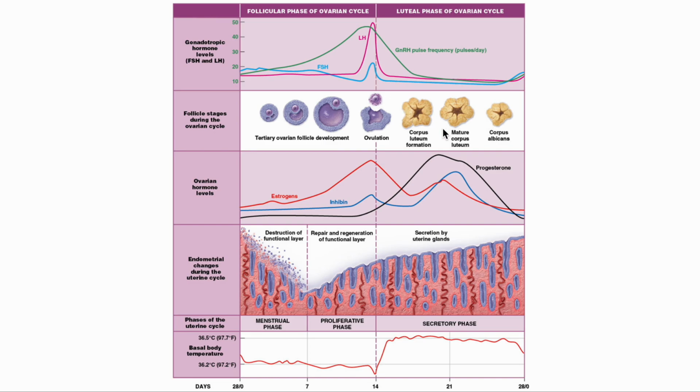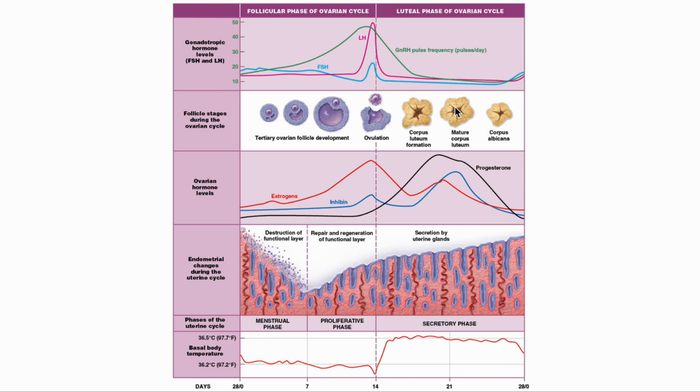And then we can see the continued formation of the corpus luteum. Notice that we have high progesterone, but once corpus albicans forms, progesterone falls off because this corpus luteum does produce progesterone, but the corpus albicans will not. If the egg gets fertilized and implanted, then the corpus luteum will remain throughout pregnancy, releasing progesterone.